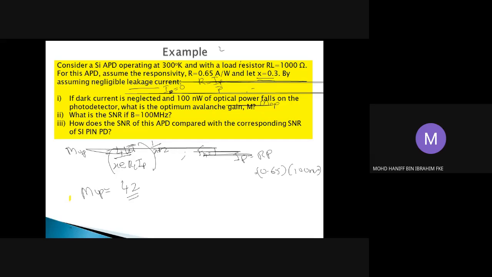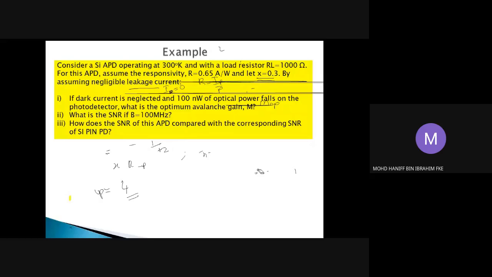Hopefully you understand this first part of the questions. I'm going to erase this and proceed with the second part of the questions. I'm very sorry about this disturbance. I'm not sure why. Okay then, so let us proceed with the second part.